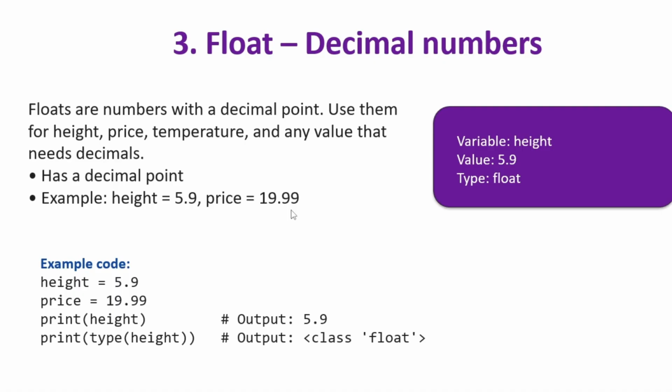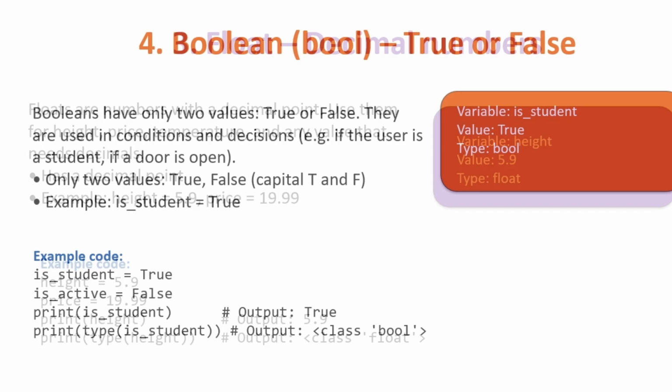Now the next one is a float. As we've seen, float numbers have decimal points and you can mention them like 5.9. Let's say for example, for a height, price is equal to 19.99. When you print height, it will give you 5.9. When you print type of height, it will give you class float. So when you want to use values with decimal points, just use float as a data type, and they are used for heights, prices, temperatures, or any value that needs decimal points.